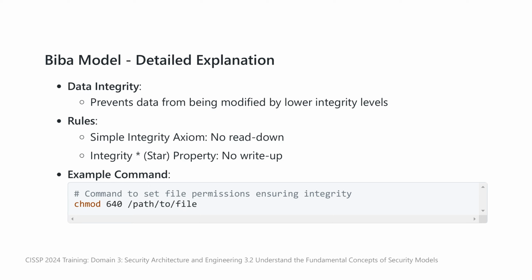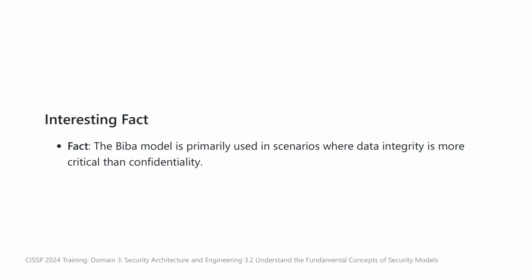To apply these principles practically, consider using a command like chmod 640 /path/to/file. This command sets file permissions to ensure that users can only read and execute based on their designated integrity level, thus maintaining data integrity. Understanding these principles is crucial for implementing security models that prioritize data integrity, particularly in environments where the integrity of information is paramount, such as governmental systems. The slide we're looking at now presents an interesting fact about the BIBA model.